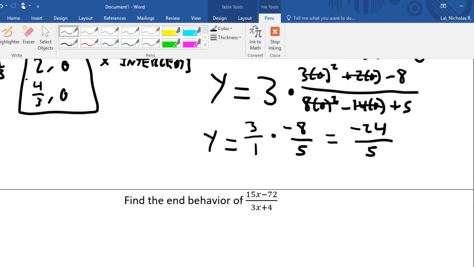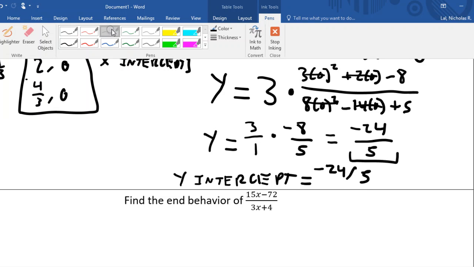And so that's my solution. My y-intercept is equal to negative 24 fifths. I want you guys to write this in the way that, so do (0, negative 24/5). Want to be precise here.